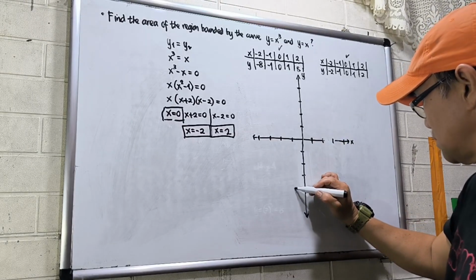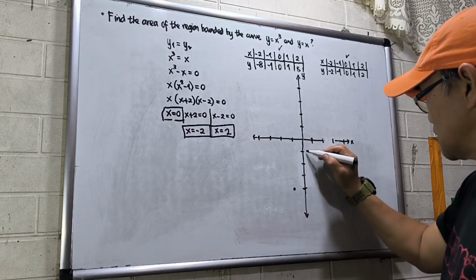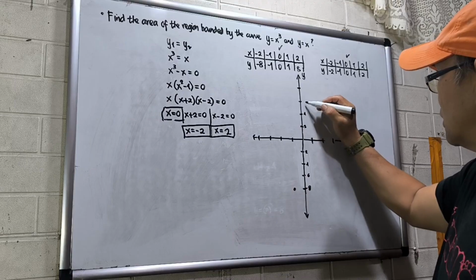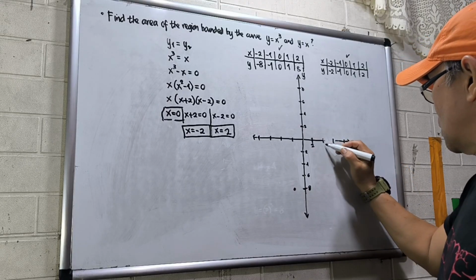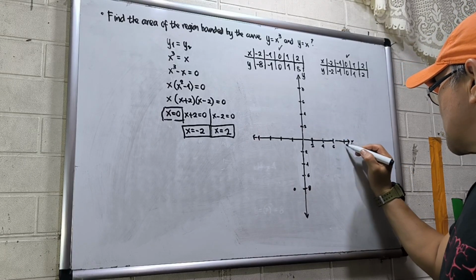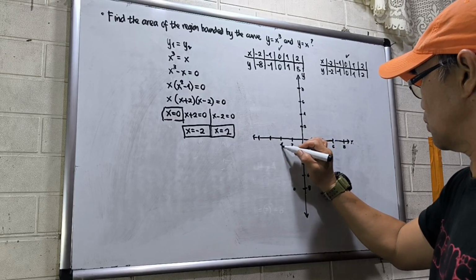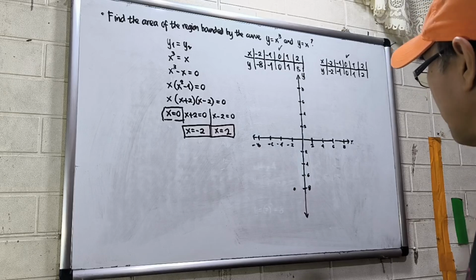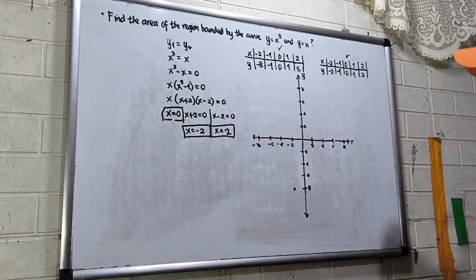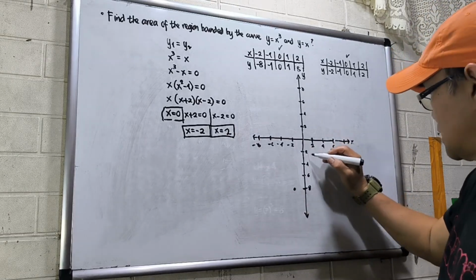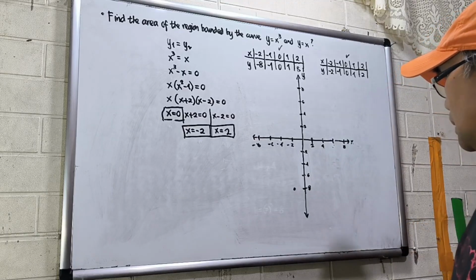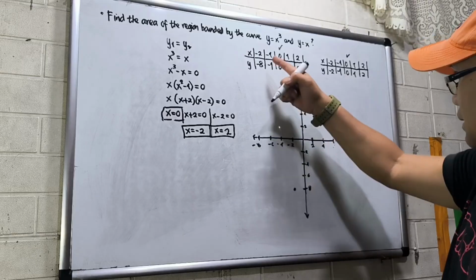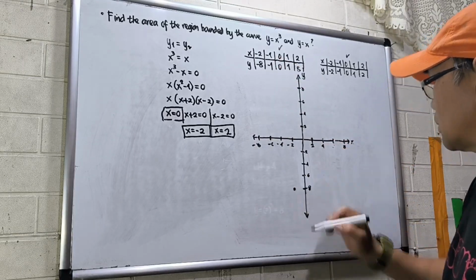Negative 2, then 8. In here, negative 2. So this is 2, 4, 6, 8. Okay? Negative, negative. So negative 2, third quadrant, right? Negative 2 and 8, in here, third quadrant.